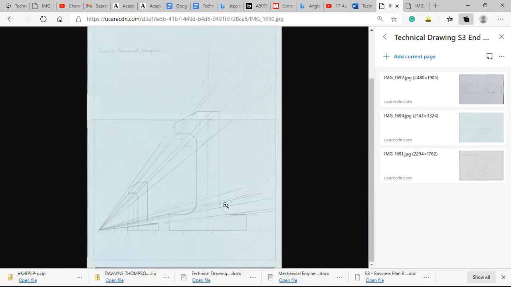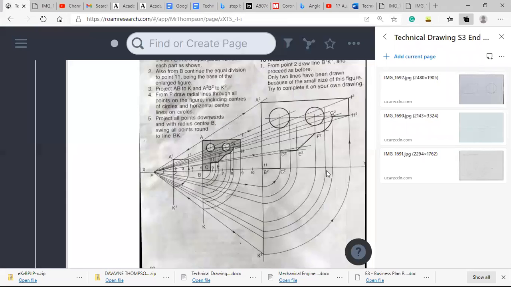Well, in method B, there were some small circles. Right. We call those arcs. You can call them arcs.